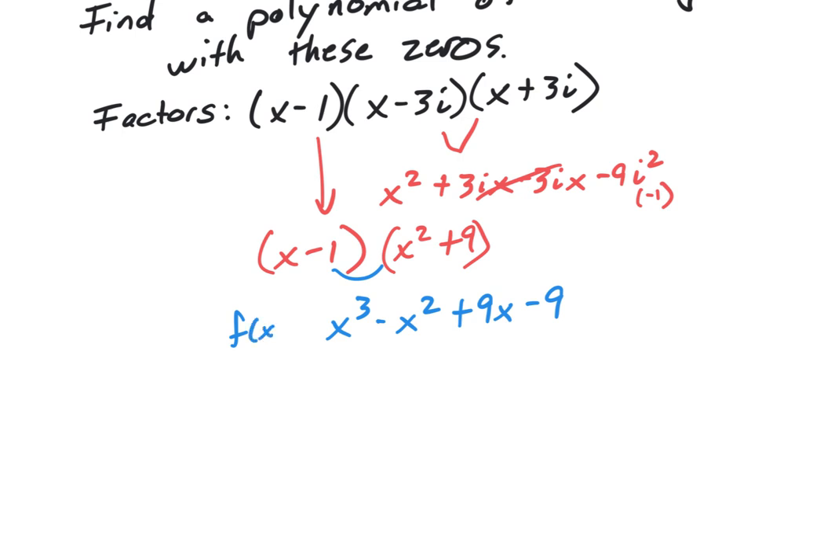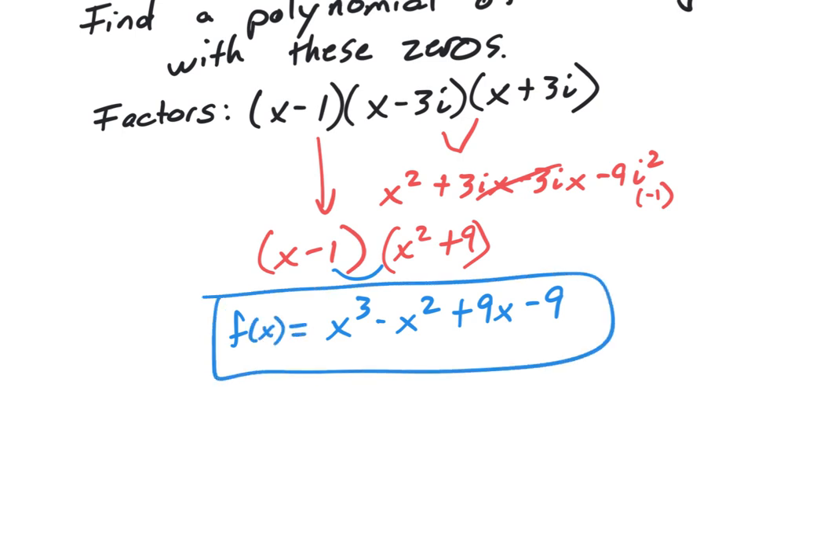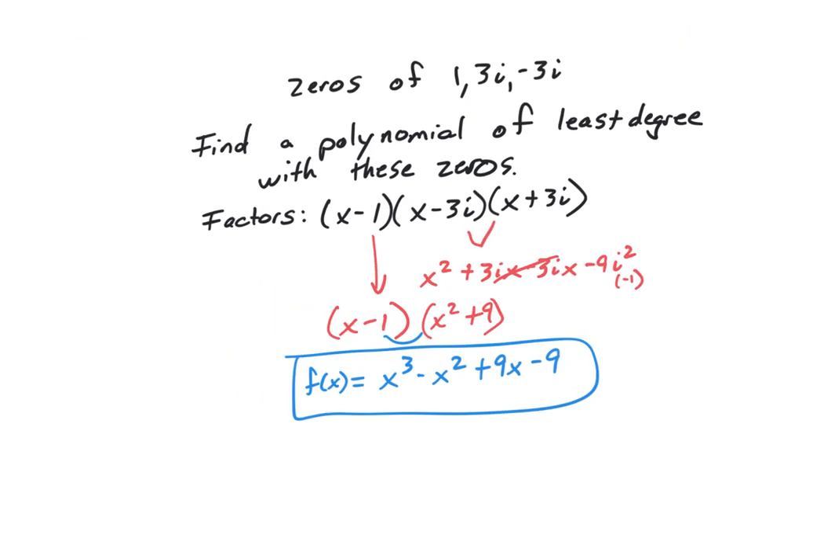So here would be an example of a function or polynomial with degree 3. And we know it's degree 3 because we had 3 different zeros. And those would be my 3 zeros.